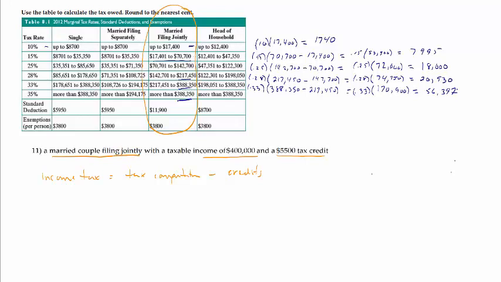And now going to the last one here, I've got anything over 388,350 is going to be paid at 35%. So 0.35 times my income, 400,000, minus the 388,350. So 0.35 times the 11,650, which will give me $4,077.50.